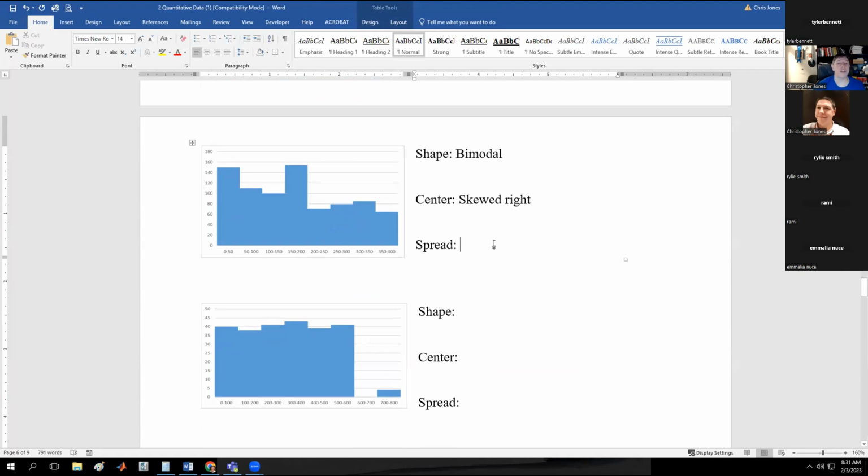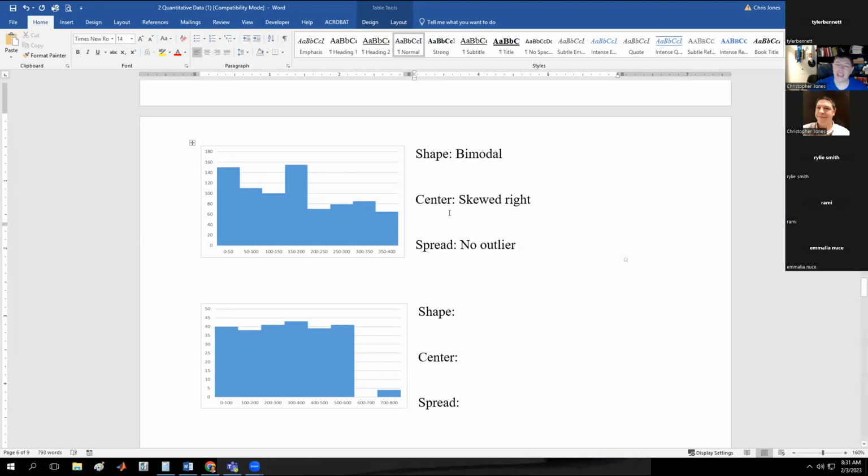Good. And then finally for the spread, would you say there are no outliers in this, or do you think there are some outliers in this graph? No outlier, yeah, good stuff. So there is no outlier in this data. This is exactly what I'm going to ask you on the homework and on your first exam in a few weeks. Pretty easy, right, folks? Just making sure that we have our terms down.